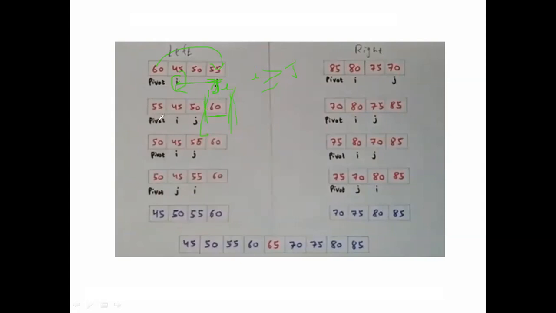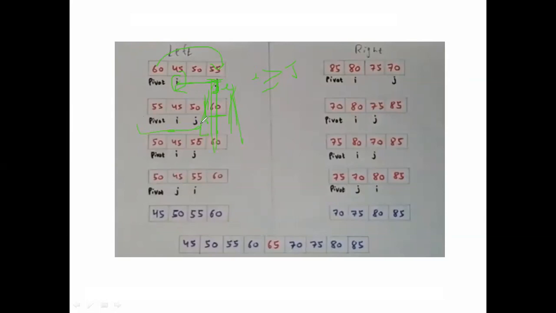Then again you choose the pivot, i value, j value. The i value increments up to the highest value. So this is the sorted part. You cannot touch these. We just do these three numbers. So the j value is less than that. Then the i value comes here. But after that there are no elements.